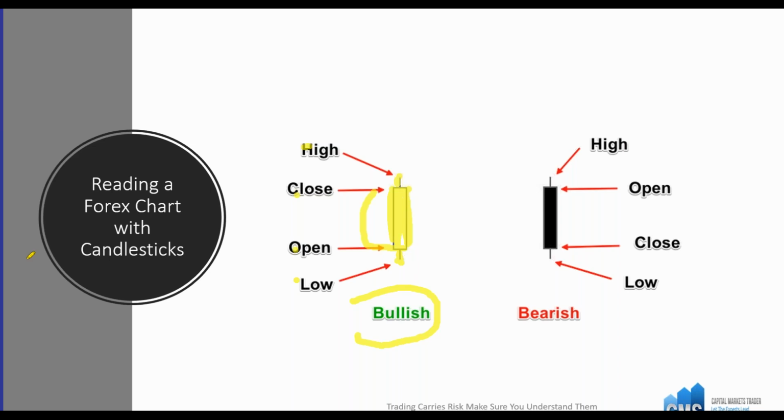So why all the hoopla about Japanese candlesticks? Why isn't everybody using bar charts? Well, there's a lot of value to Japanese candlesticks.